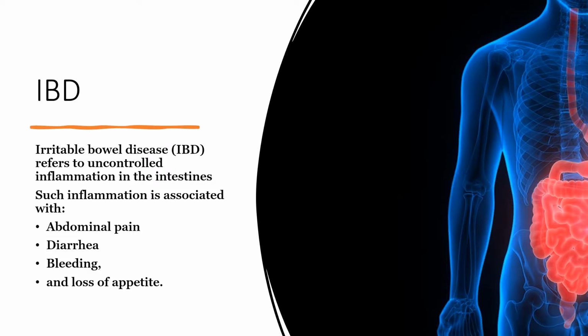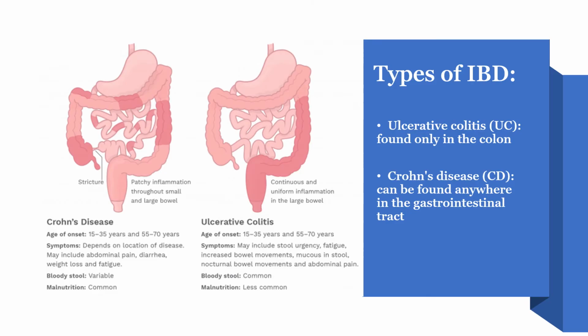Inflammatory bowel disease (IBD) refers to uncontrolled inflammation in the intestines. Such inflammation is associated with abdominal pain, diarrhea, bleeding, and loss of appetite. As we can see in this picture, there are two types of IBD. The first one is ulcerative colitis (UC), which is found only in the colon, and the other is Crohn's disease (CD), which can be found anywhere in the gastrointestinal tract.